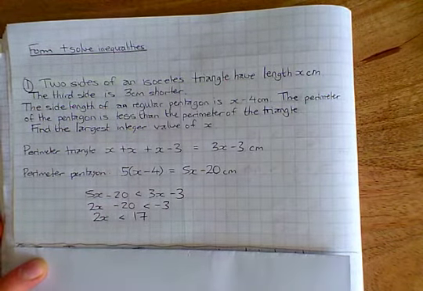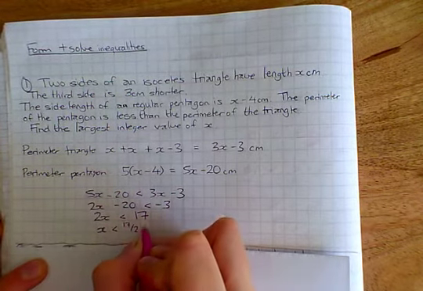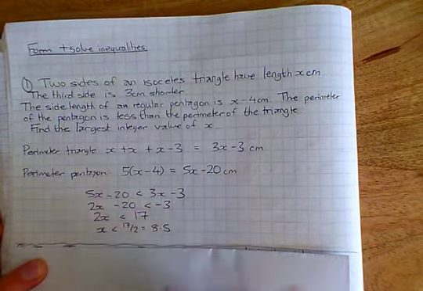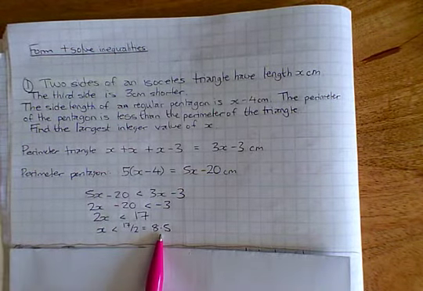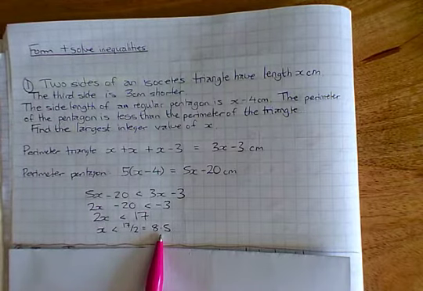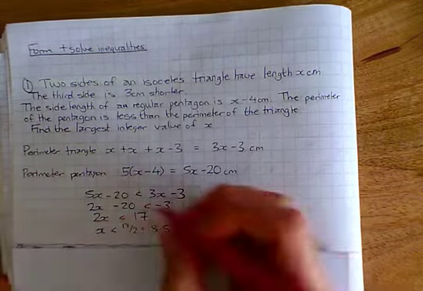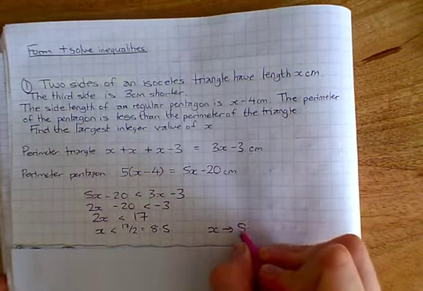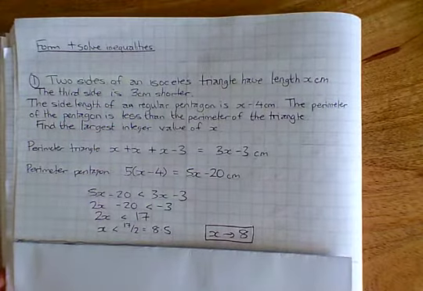And here I would divide by 2, so I've got that x is less than 17 over 2, which is also 8.5. So if x is less than 8.5 and I want to find the largest whole number that x could be, the largest whole number x could be must therefore be 8. And that would be my answer to that question there.